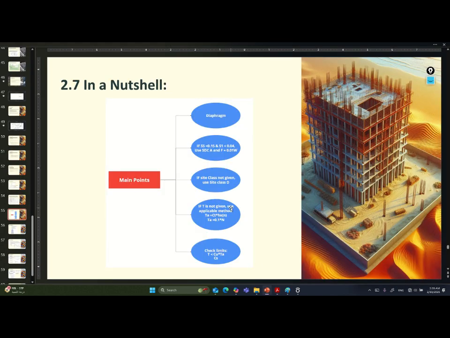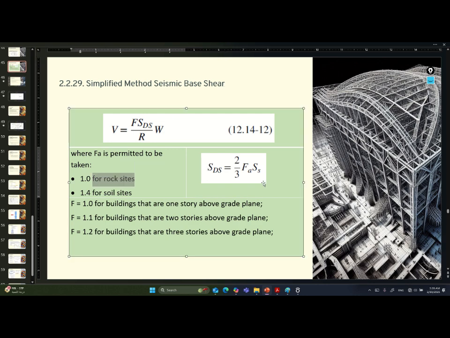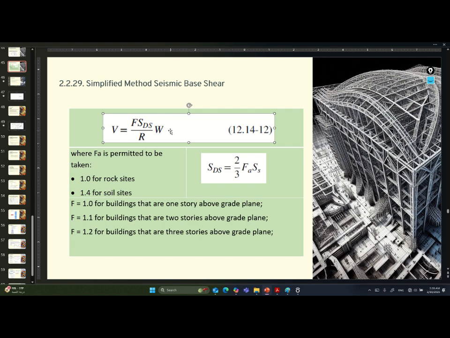Also, another important point regarding the site class: sometimes the simplified method for seismic base shear is very important, because he will tell you that you have a rock site and he will just give you the Ss, and he will tell you that I need to calculate it. I have 1 story or 2 story or 3 story. So it is an important method to consider, because sometimes he will not give you enough information, and you should consider this method when you are calculating the base shear on a building.